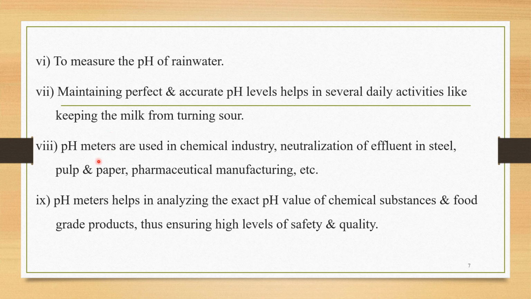The next one is that pH meters are used in the chemical industry, for neutralization of effluent in steel, pulp and paper, pharmaceutical manufacturing, etc. So these are the industrial applications of these pH meters, which are very important. The next important application is that pH meters help in analyzing the exact pH value of chemical substances and food grade products, thus ensuring high levels of safety and quality. So this is again an important application, keeping food products or chemical substances safe and of good quality for a long time.